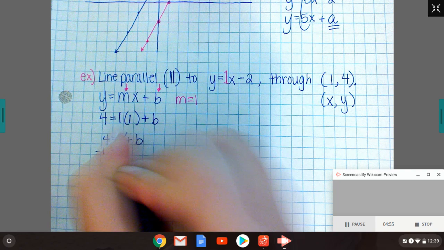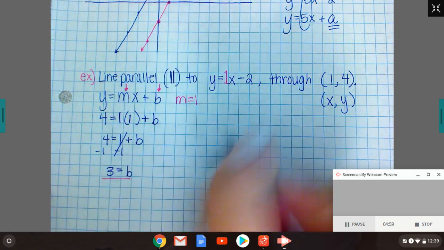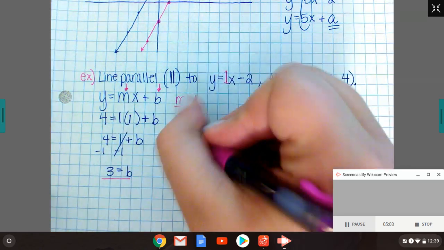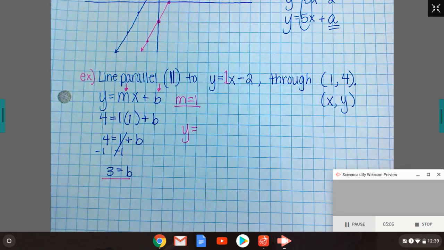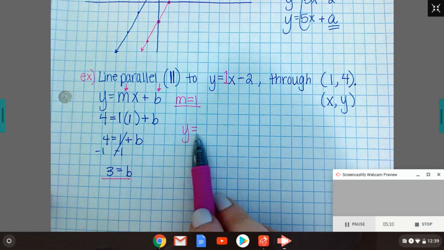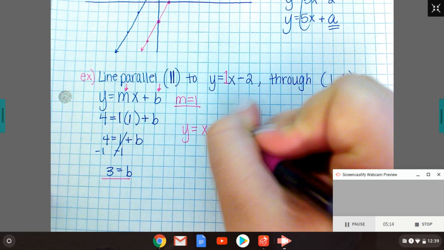Subtract it off, and I've got 3 equals b. So now I've got my b, my m. I have everything I need for my equation, the m and the b. So my final answer here, the line that is parallel to y equals 1x minus 2 and goes through the point (3, 4), is y equals 1x plus 3, or just x plus 3.